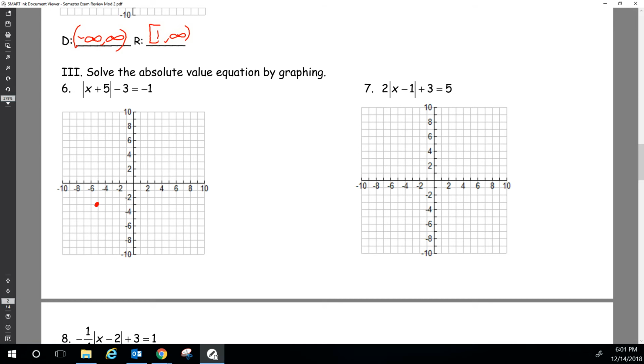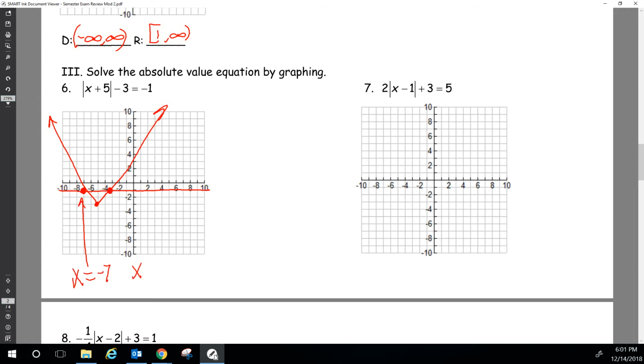No vertical stretch or compression, so it's just going up 1 over 1, up 1 over 1, up 1 over 1. And then my other line is at negative 1. We want to know, where do these two guys intersect? One is at x equals -7, and the other one is at x equals -3.